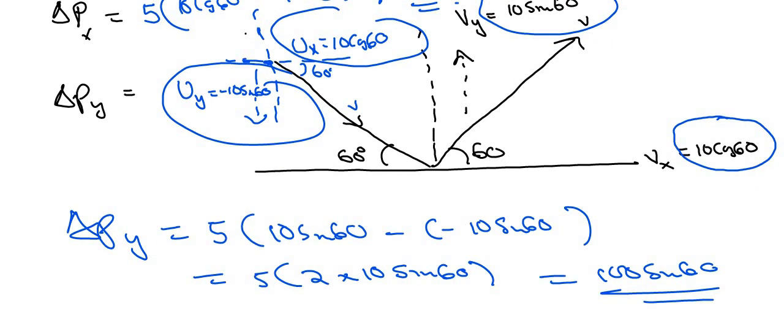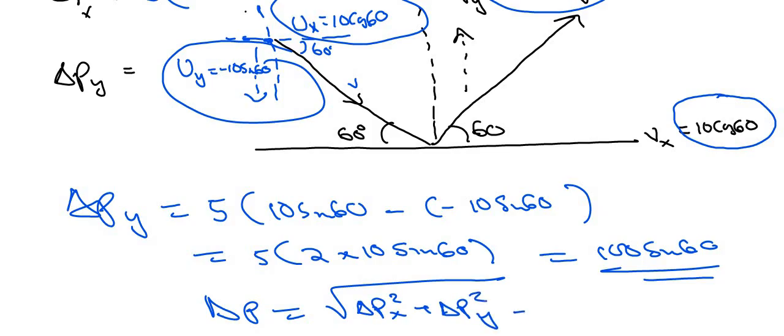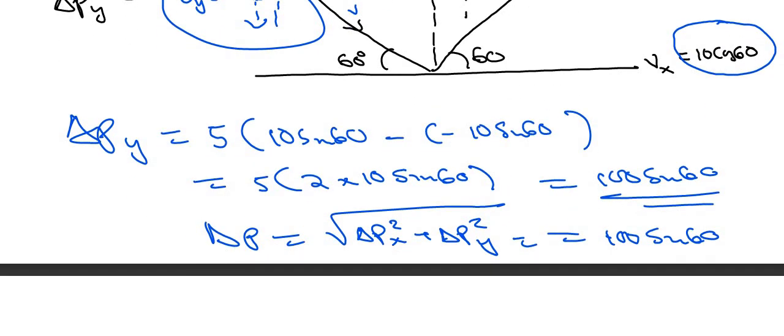This is basically what you get as your overall change in momentum. Even if you try to get the change in momentum for X squared plus the change in momentum of Y squared, you still get this same value, because the X is 0 and this is 200. So you get 100 sin 60, which you can calculate. Because I don't have a calculator, you can just confirm it.